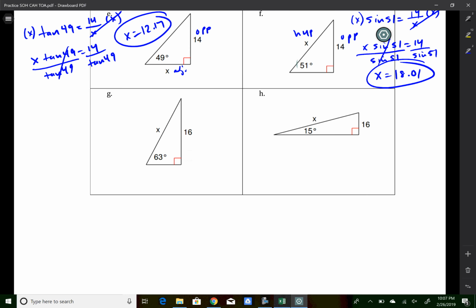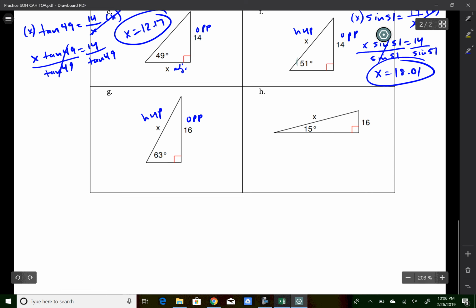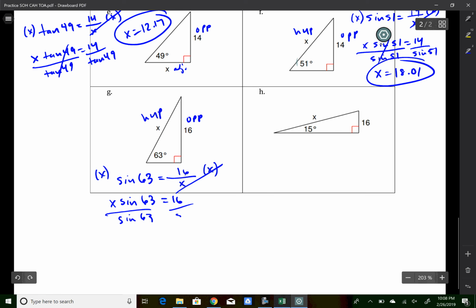Keep going. We have another sine ratio. So I have the sine of 63 is equal to 16 over x. Multiply both sides by the x. So I have x sine 63 is equal to 16. Divide by the sine of 63. And then whatever that comes out to be. 17.96.